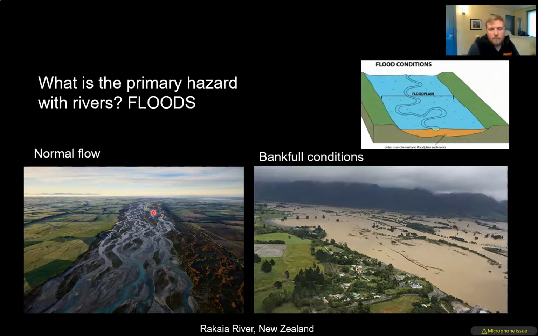But if you get a really big rainstorm that drops a ton of water in the mountains, now this river plain expands and fills in with water. And this is called the floodplain, right? So the floodplain is the area and surface across a landscape that fills in with water with a certain magnitude of flooding that occurs.